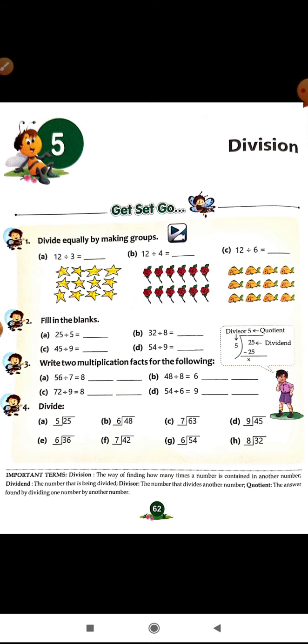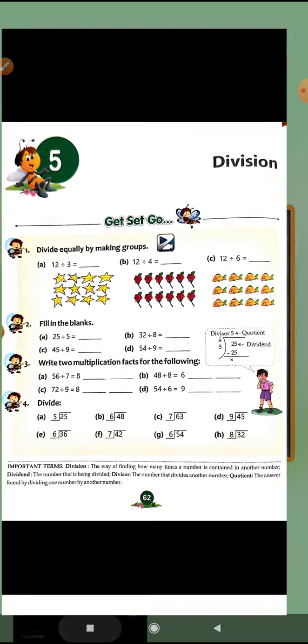So let's start. For this I need the blackboard. Now see, first what I said I would explain: dividing. See the topic, dividing. This is a 2-digit number by 1 digit. Okay, now see here.